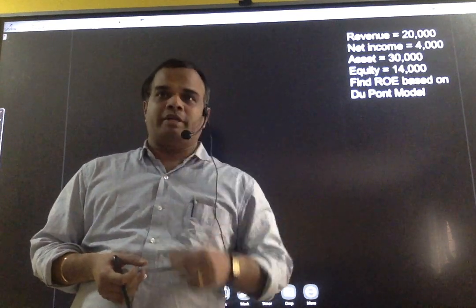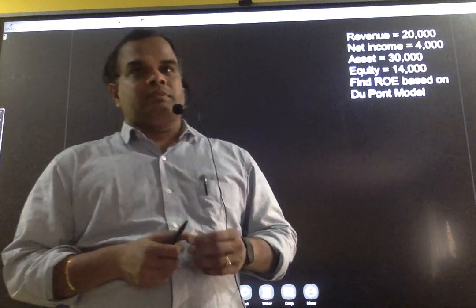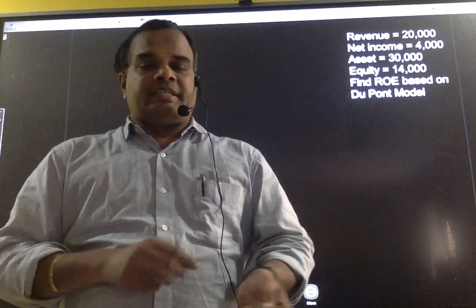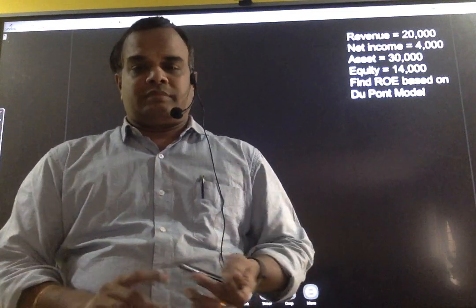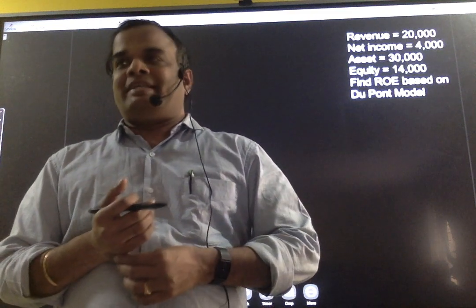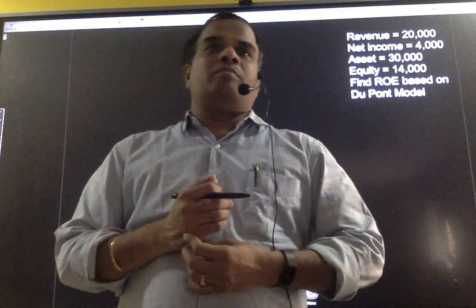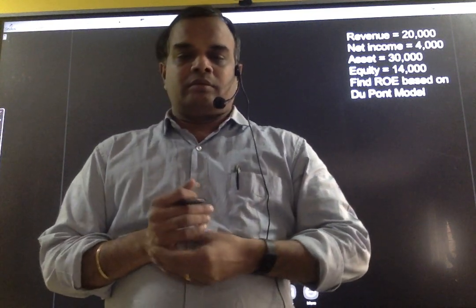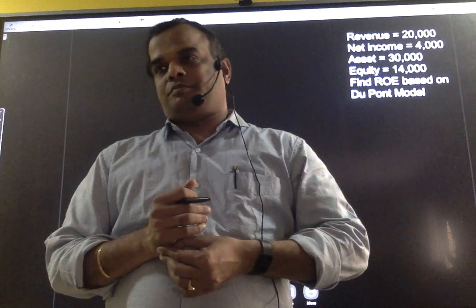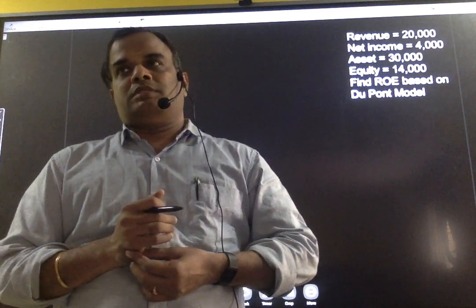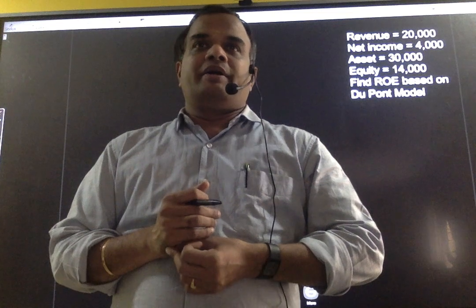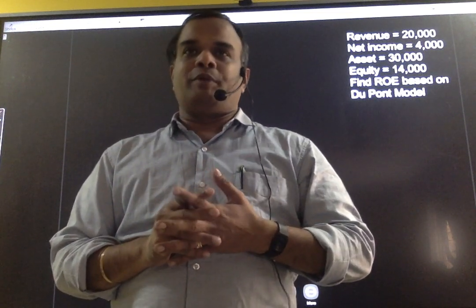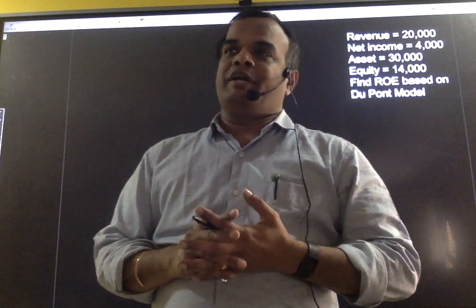Note it down, the DuPont model. It's a system of financial analysis to compute return on equity.